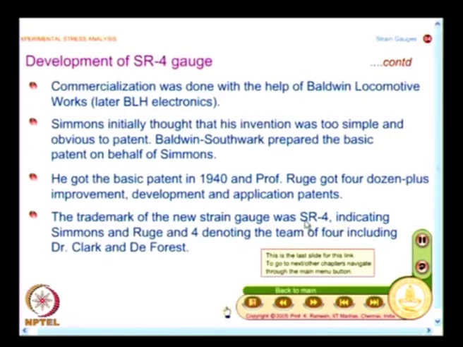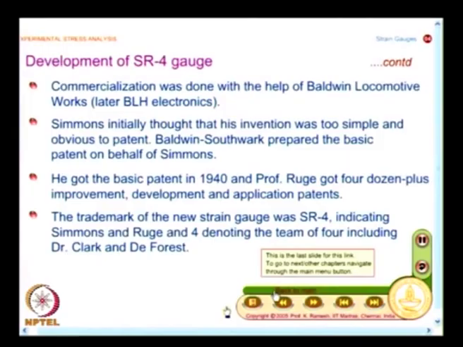The S denotes Simmons and R denotes Rouge, and the team of 4. The other two members in the team were Clark and De Forest. I mean, you have to know, it is very interesting to see how developments take place. So, you had the role of an electrical engineer, a metallurgist, a civil engineer, an aerospace engineer, they have all contributed to the development of strain gauge as a technology. Now, people understand what is strain gauge. Imagine in those days, arriving at this kind of a new technology was not a simple task, and that is the success of whatever you have as development.